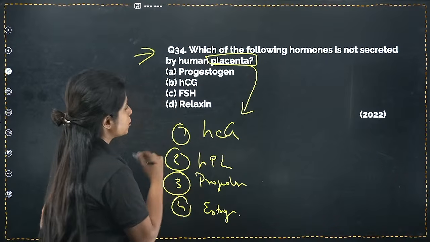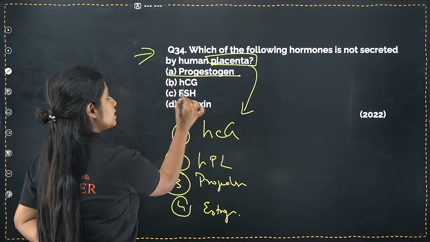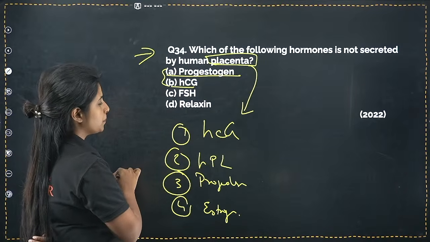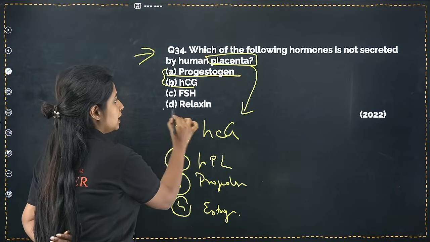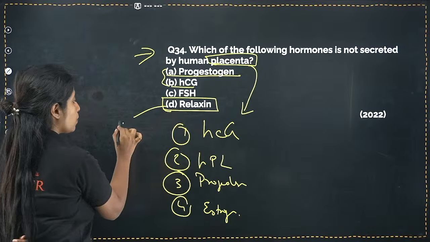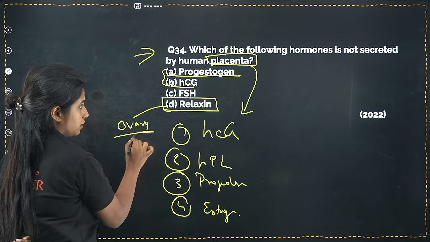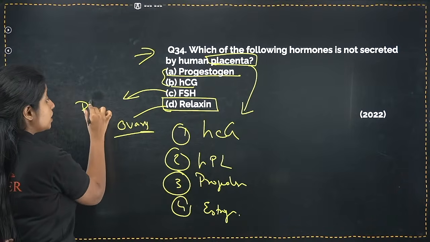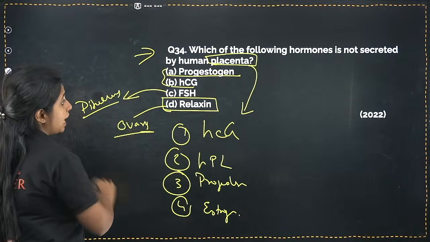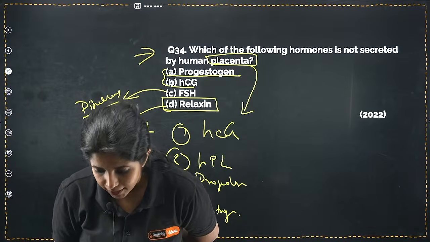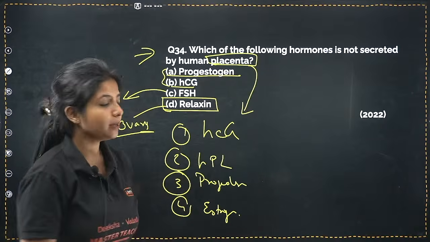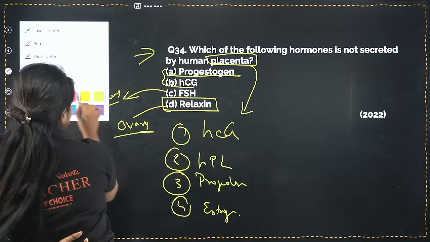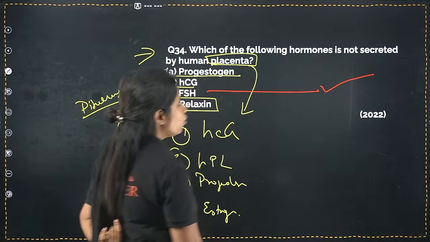So, ma'am, in the options given here, progesterone and HCG are definitely released by the placenta. According to our NCERT, relaxin is released by the ovary, not the placenta. But at the same time, FSH is also released by the pituitary, not by the placenta. So in that case, what will be the answer, C or D? The answer for this question is going to be C. Why?